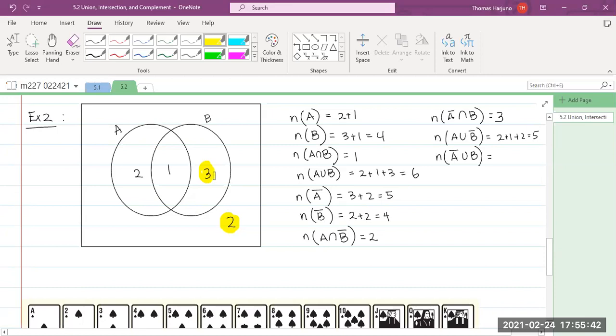And then union B, the ones inside of B are 1 element and these 3 elements which we already counted. So the number of elements outside of A or inside of B will be that 2 plus 3, which is outside of A, plus 1, which is inside of B.